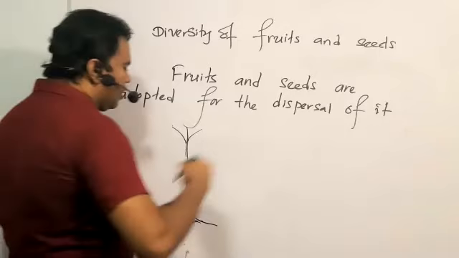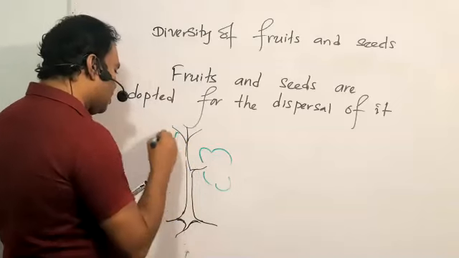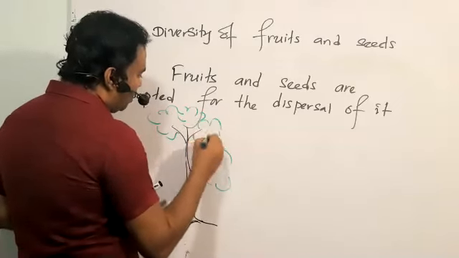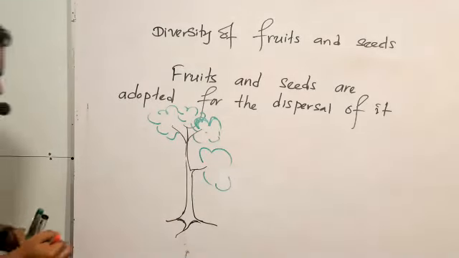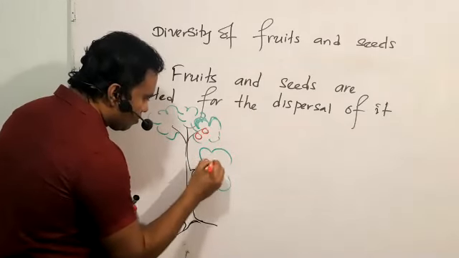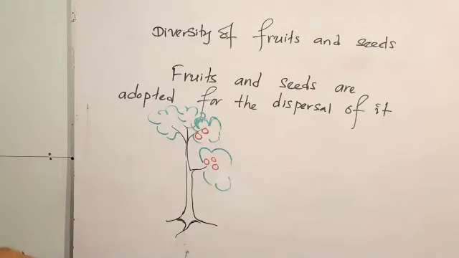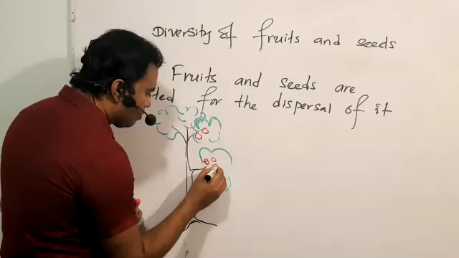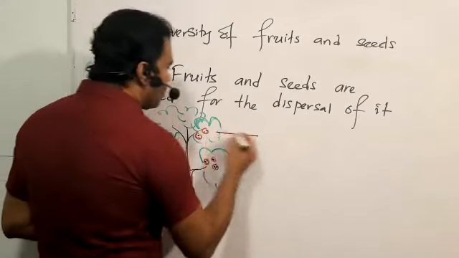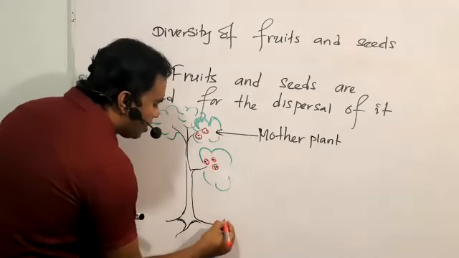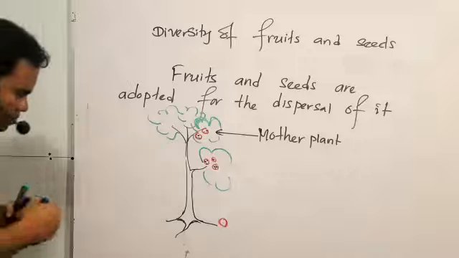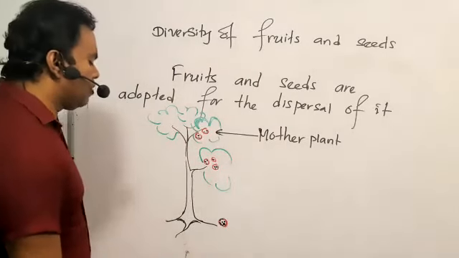Okay, this is the mother plant, the tree we drew in our childhood. Still you are drawing this type of a tree. You can observe fruits here. What happens is these fruits just fall here. When the seeds fall down with the fruit, there will be a new plant. They are converted into a new plant after germination, but there's a problem.